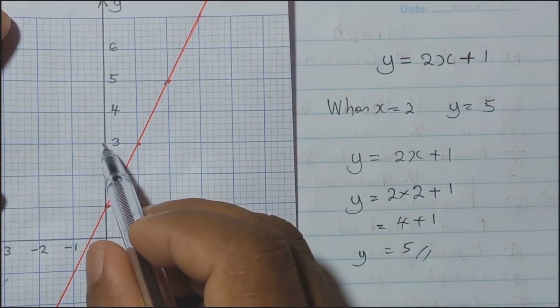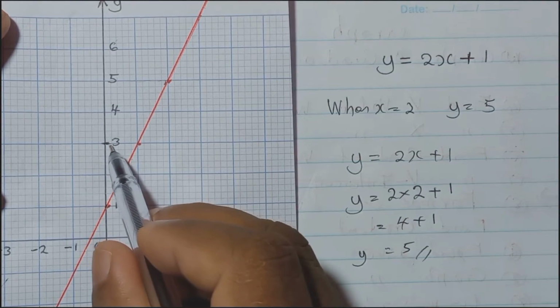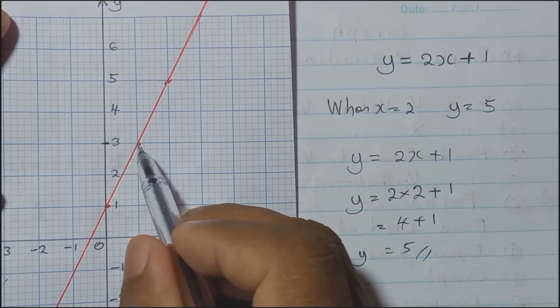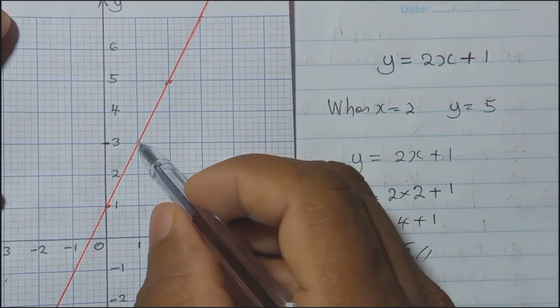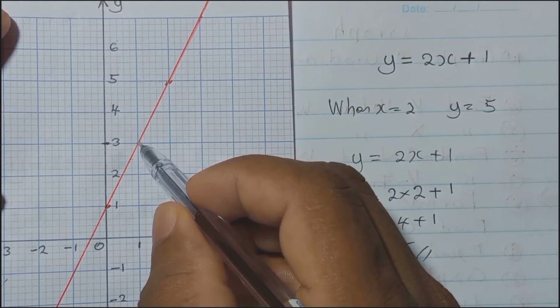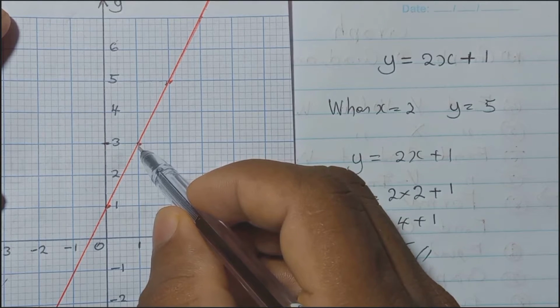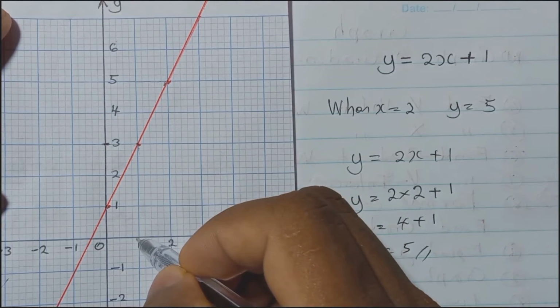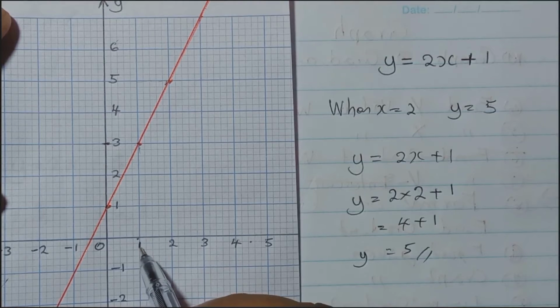Go to y equals 3 on the y-axis, and go directly, perpendicular, to your graph, this one, and then again perpendicularly come to the x-axis like this. Very easily you can find the x value.